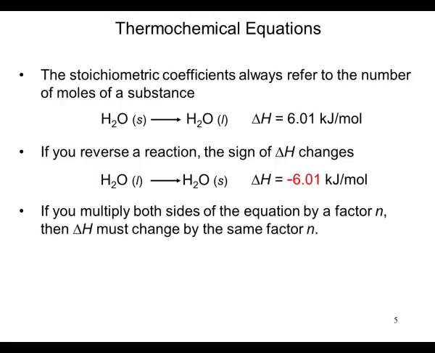If you multiply both sides of an equation by a factor n, then delta H must be changed by the same factor. 2 moles of water solid becoming 2 moles of water liquid will have a delta H of 2 times 6.01, or 12 kilojoules.